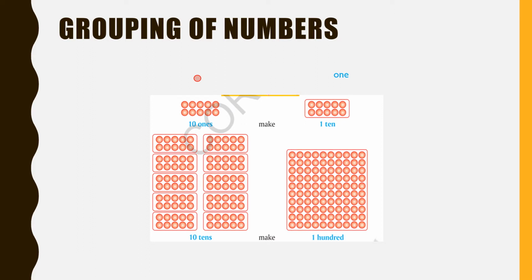On this slide, we are again going to revise grouping of numbers. Grouping of numbers is really very important while doing the problems related to addition and subtraction. Here you can see one object will be written as 1, 10 ones grouped together are called 1 ten, and 10 tens when grouped together are called 100.